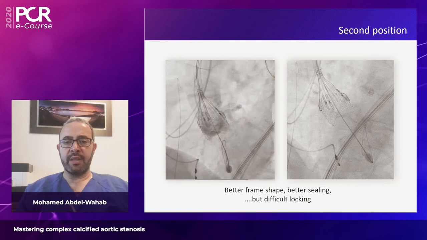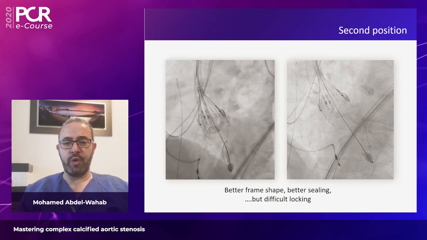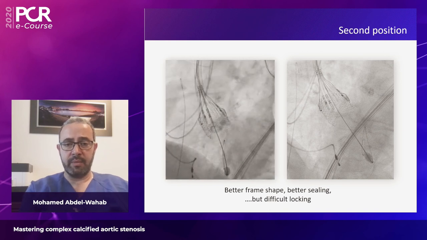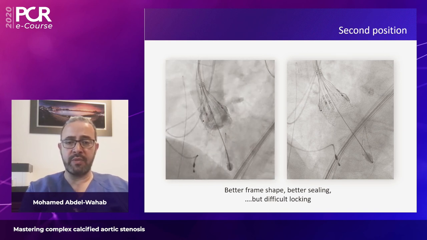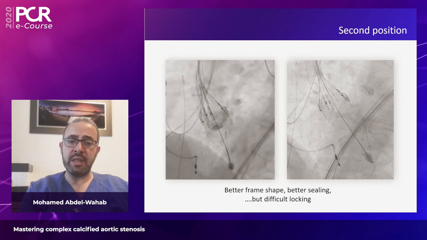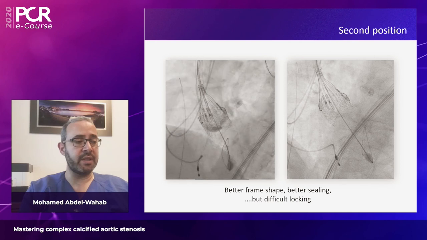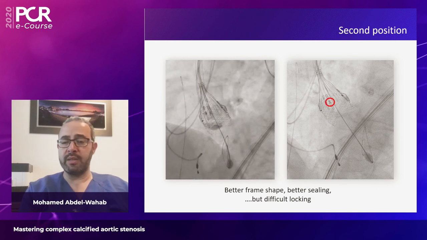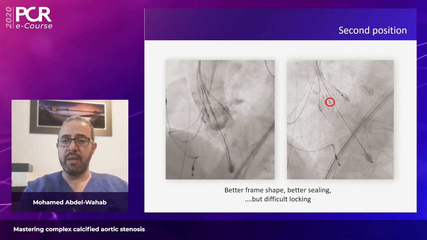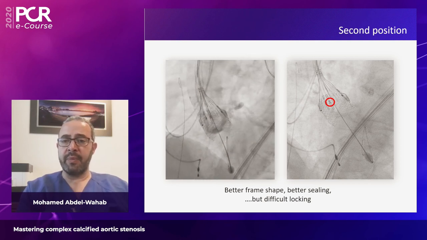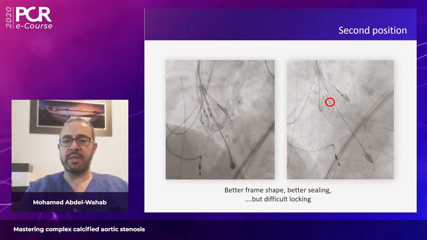This is how it looked like. Again, we don't have a lot of waist, so we are not oversizing a lot with this 25 device. But it appears to seal here, at least better compared to the first implantation. The frame looks nicer, the sealing is better, but we again had some difficulties in locking. And you can see this demonstrated here on this buckle and post in the middle of the picture on the right side. It's actually a spot diagnosis.